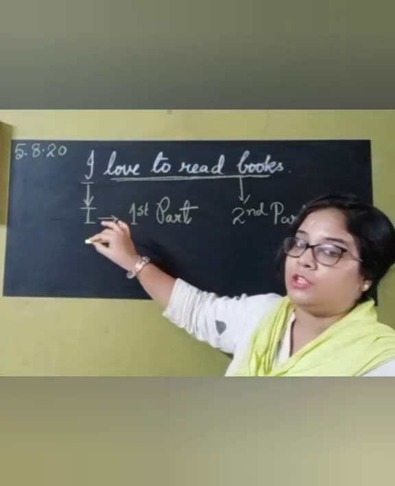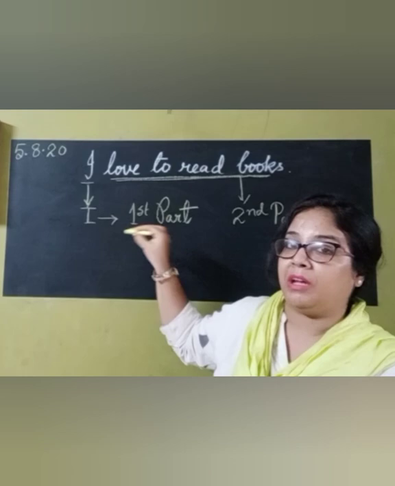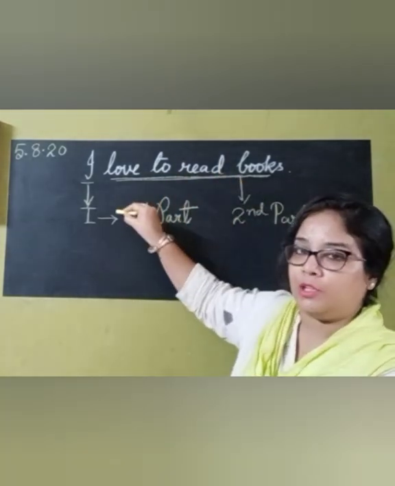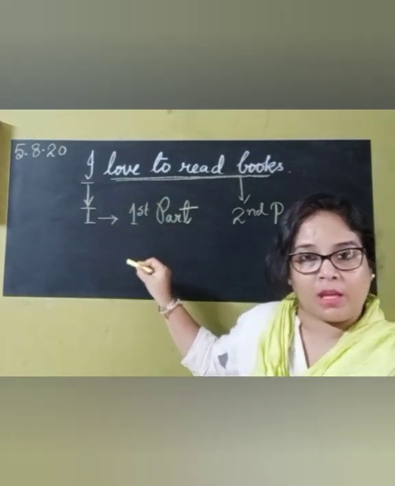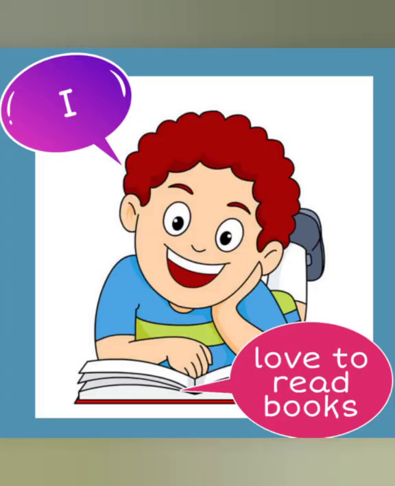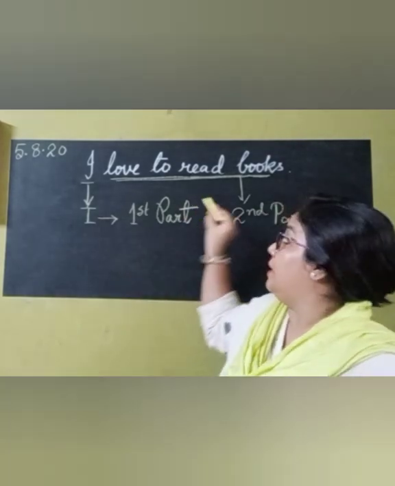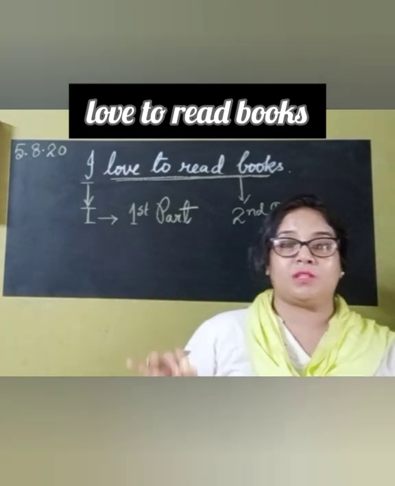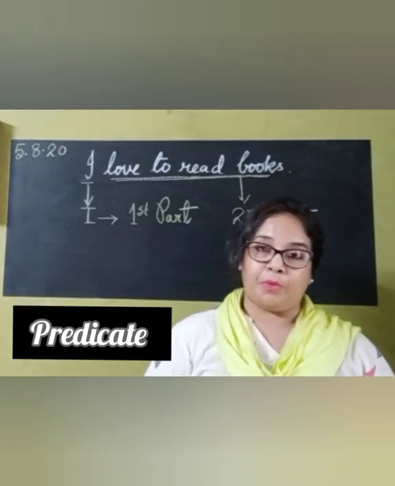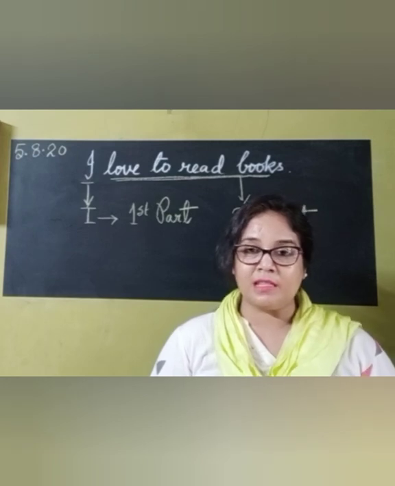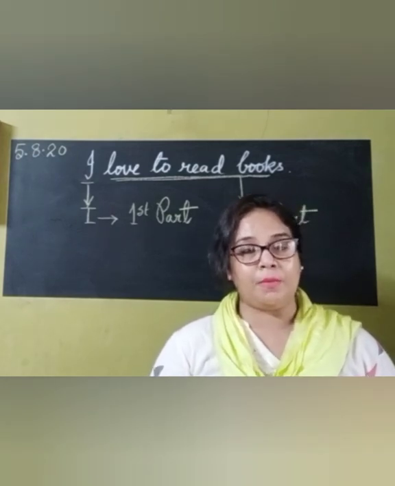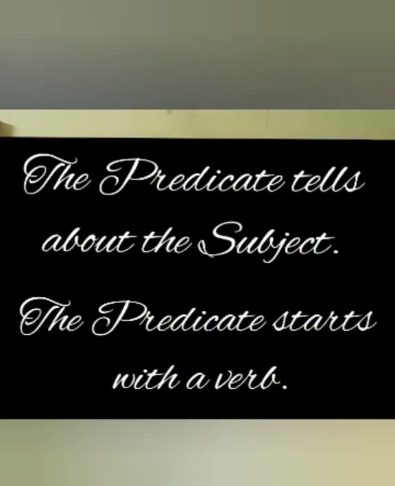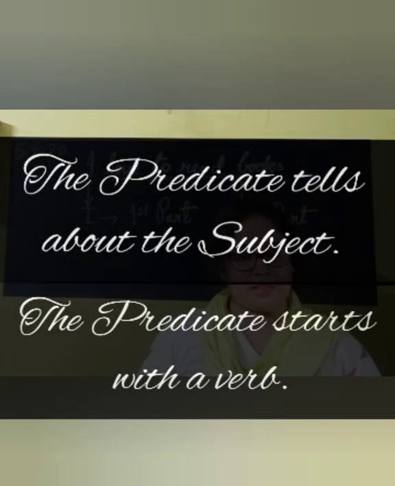What is I doing? What is the action being mentioned here? So, this part tells us about I. I is the subject we are talking about. And this part tells us what I is doing. It states the action, which is the second part, which forms the predicate. So, the predicate is that part of the sentence that usually starts with the verb and that tells us about the subject. Let us understand this by means of another example.